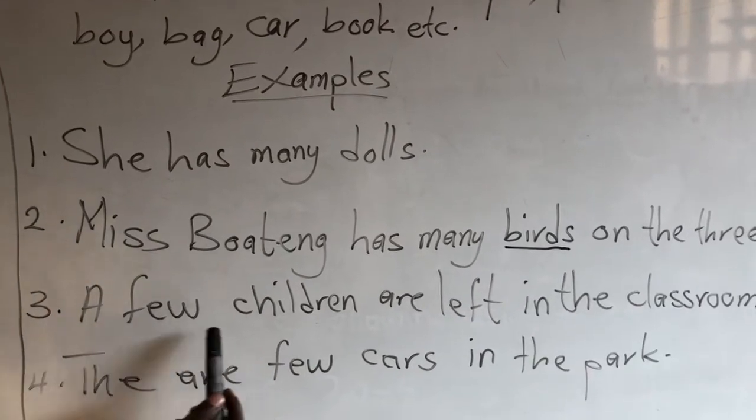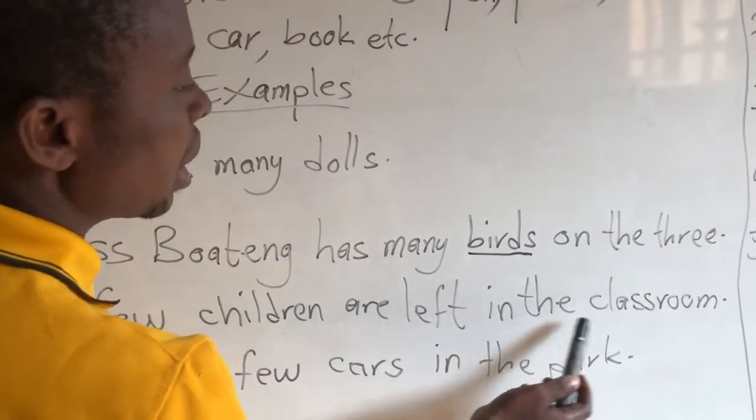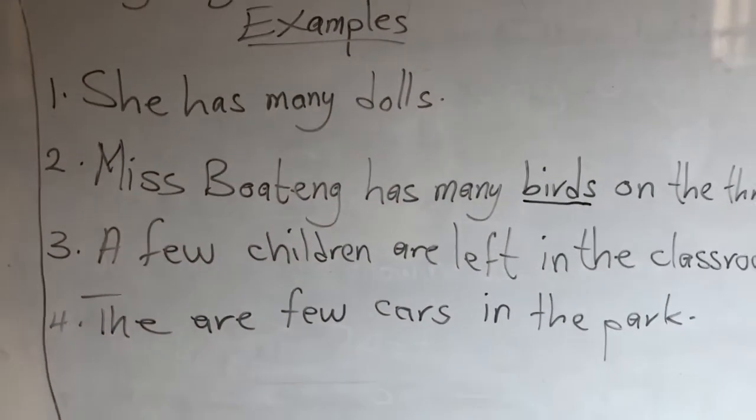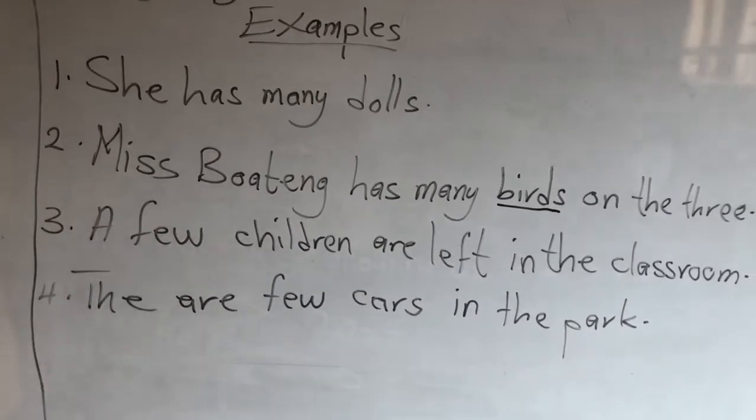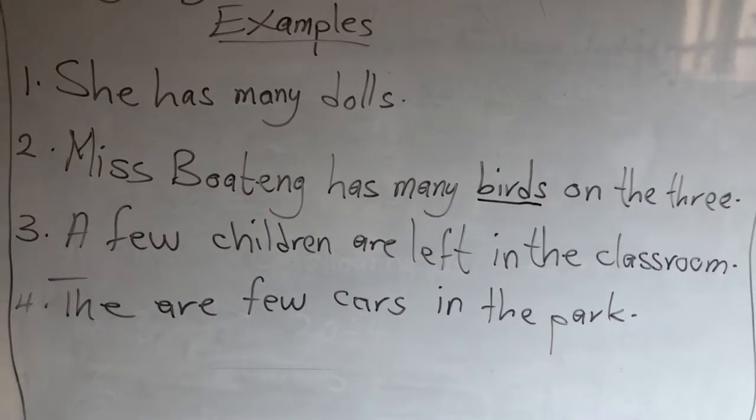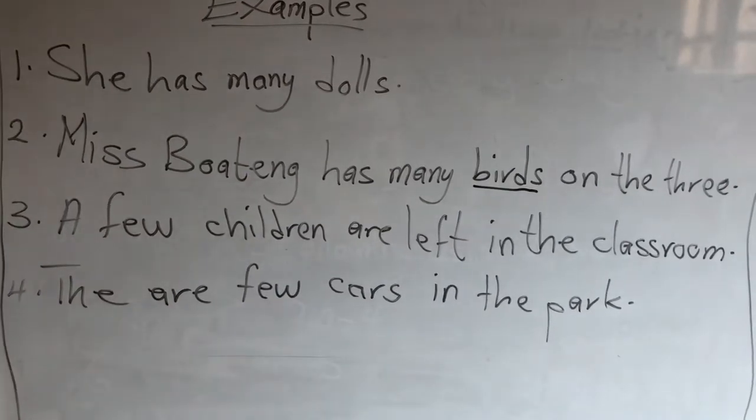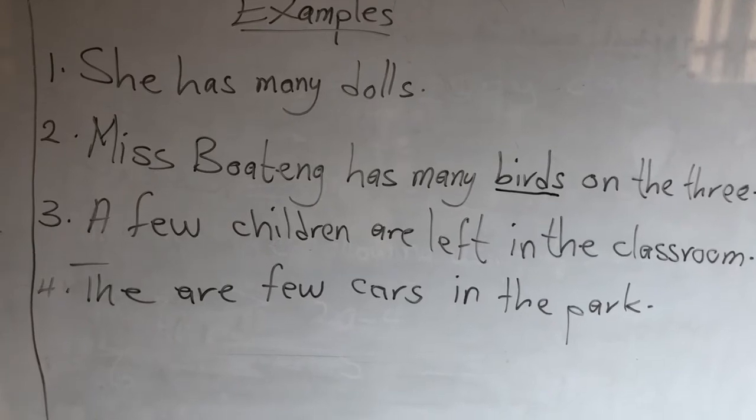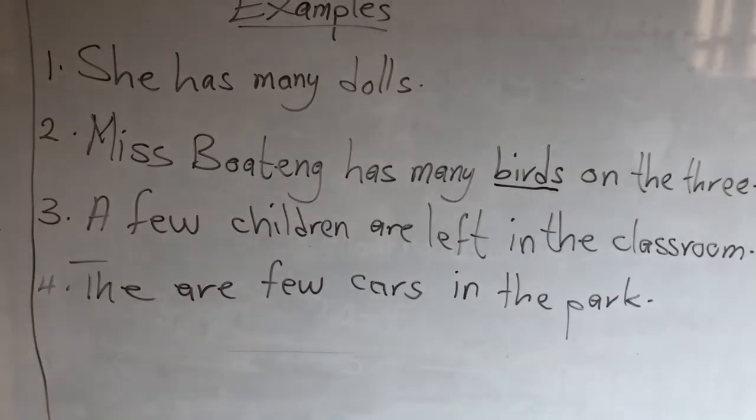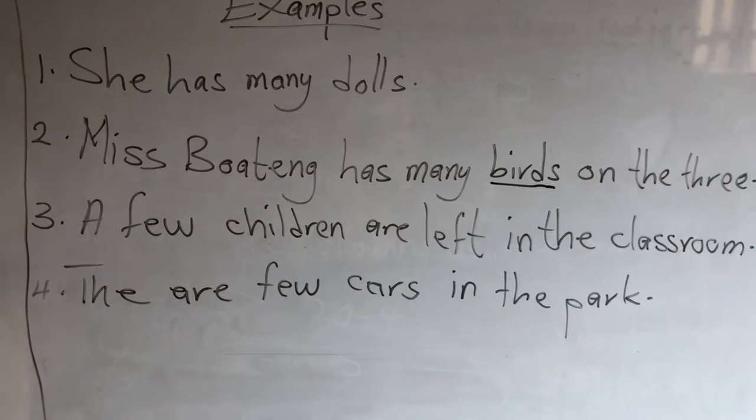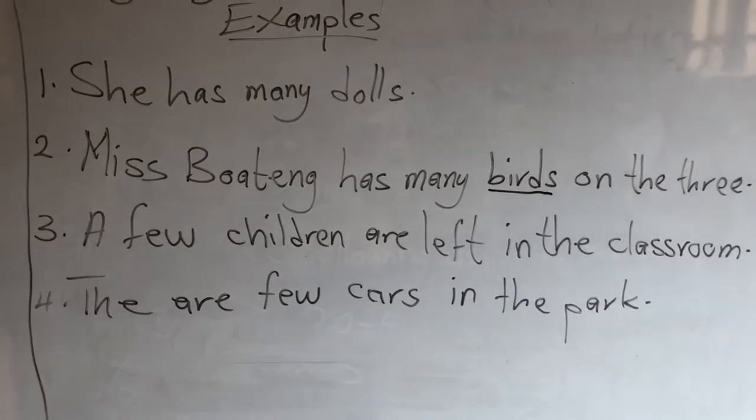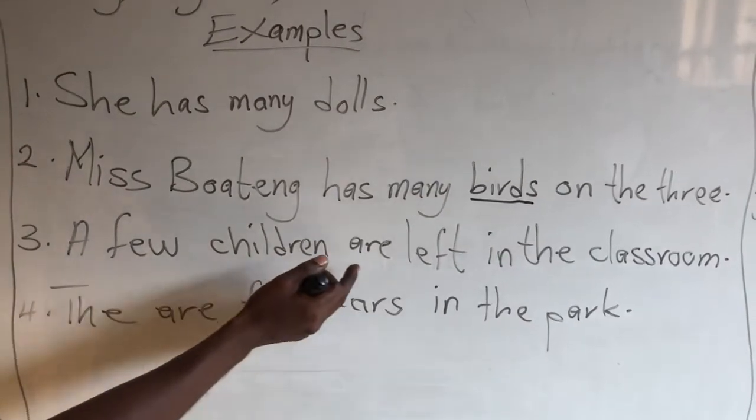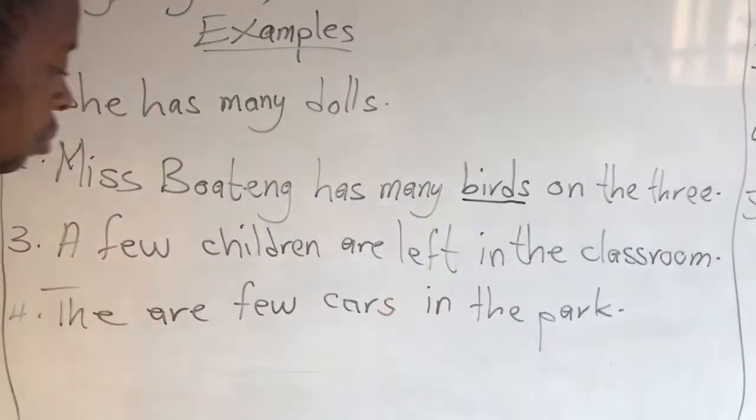Then, a few children are left in the classroom. How many children are left in the classroom? There are few. But though they are few, we can still give a number to them. We can still count them. Go to the class and count the number of children who are left. We said they are few. So how many are they? They are 3. They are 4. Good. So children are countable. A few children are left in the classroom.